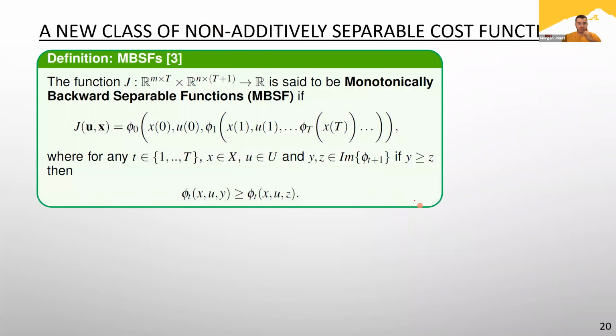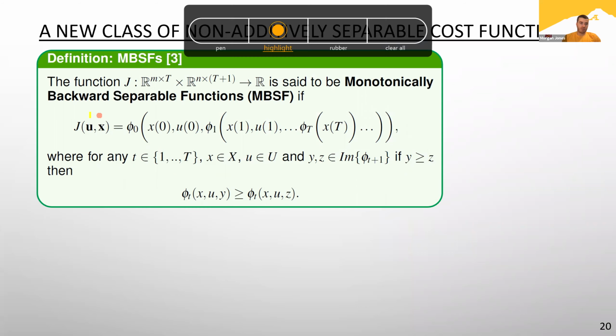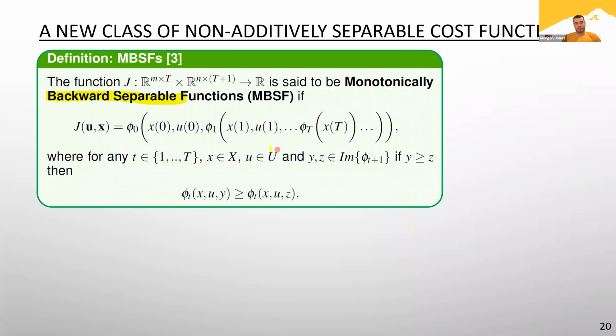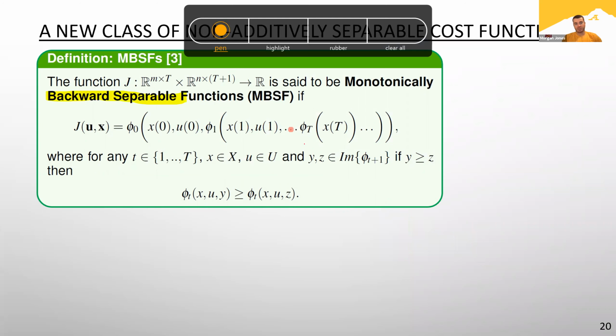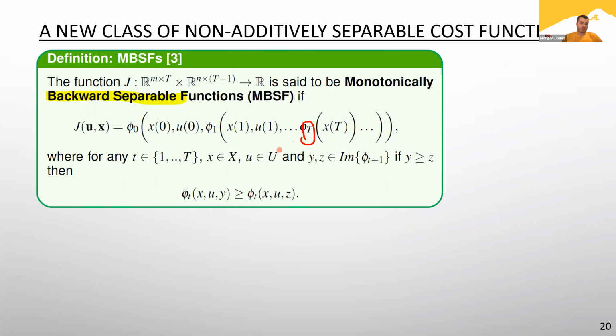So for this, we consider a new type of objective function. These are not forward separable, these are backward separable, because they're written in a form, again, as a composition of maps. But these maps, the composition starts at the terminal time and then goes backwards in time. So we call them backward separable. And they also have a monotonic property, which is that these maps must all be monotonic in their third argument.